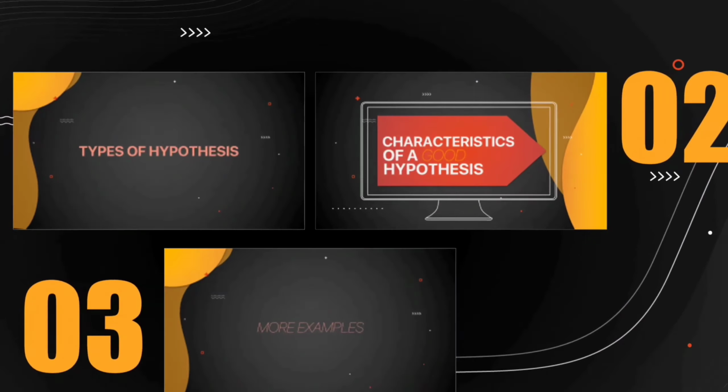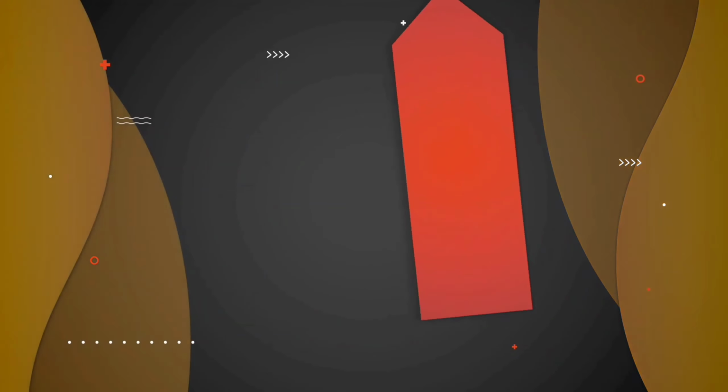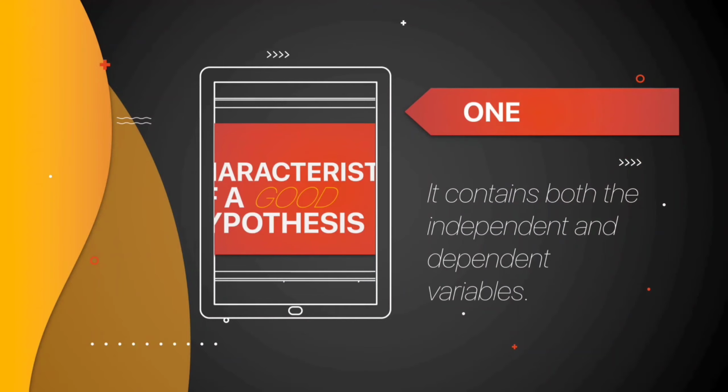At ito naman ang ilan sa mga characteristics ng isang good hypothesis. Number 1, it contains both the independent and dependent variables. One of the main goals of research hypothesis is to identify the relationship of two central variables. Your hypothesis must convey the impact of independent variable to dependent variable.